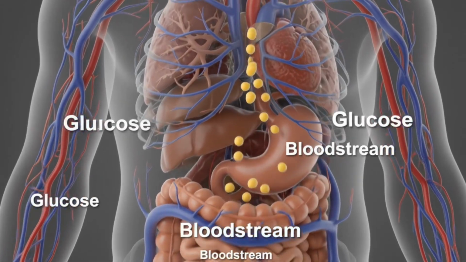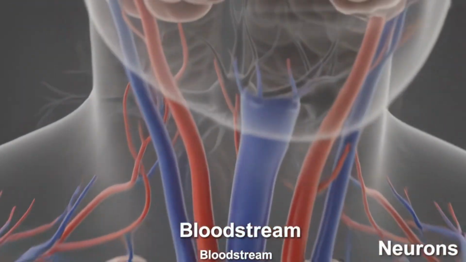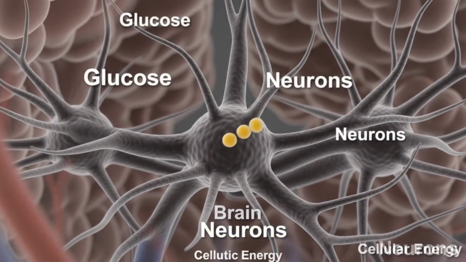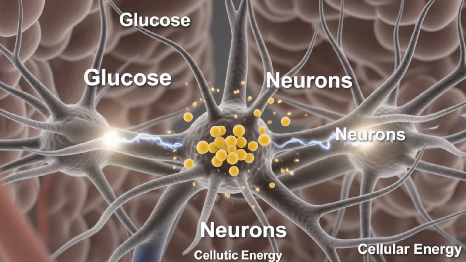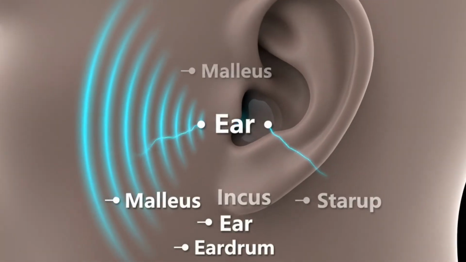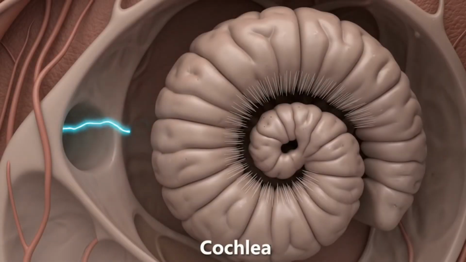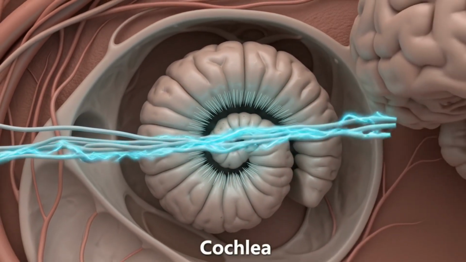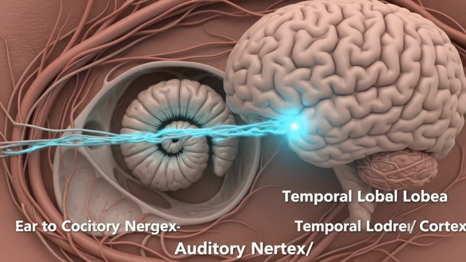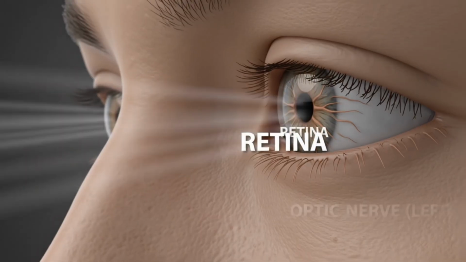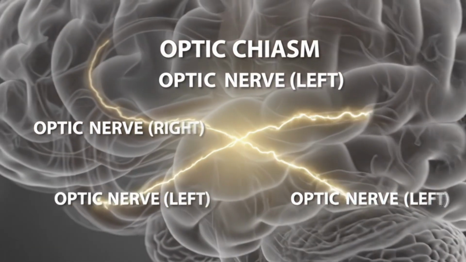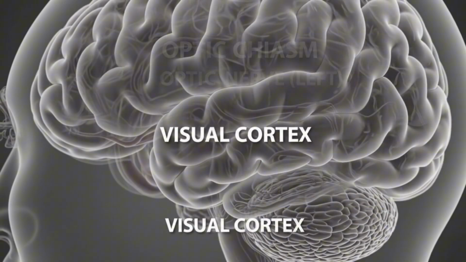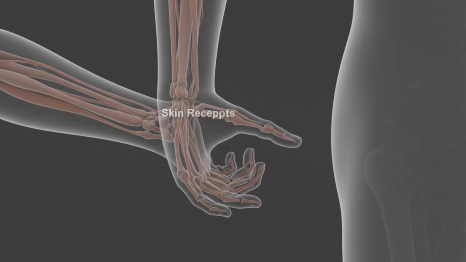The journey begins with digestion, where glucose is absorbed into the bloodstream. It travels quickly, pumped by the heart. Sound waves enter the ear, vibrating the eardrum and ossicles, generating electrical signals. Those signals travel through the auditory nerve. Light enters the eye, striking the retina, which converts it into electrical signals. The signals travel along the optic nerves.